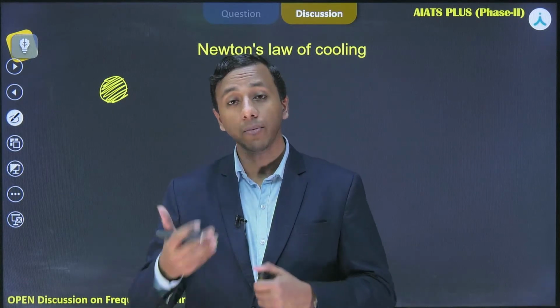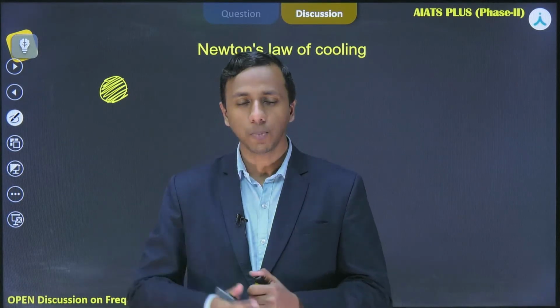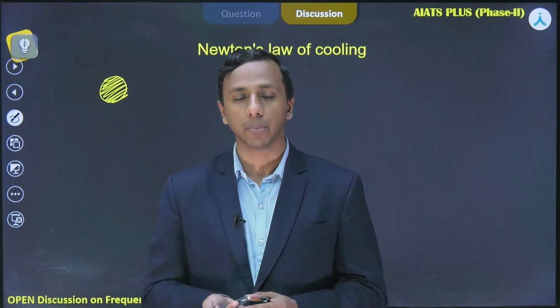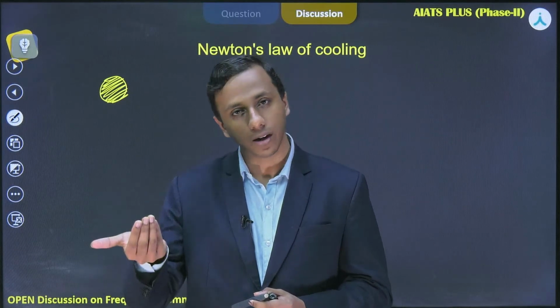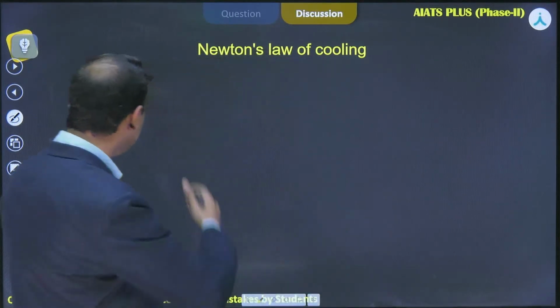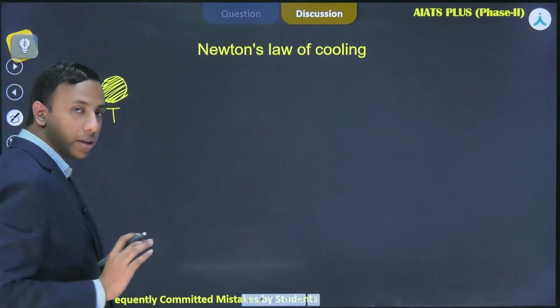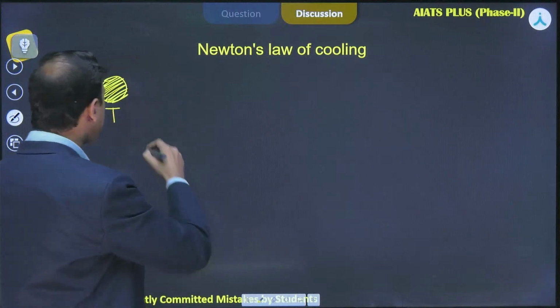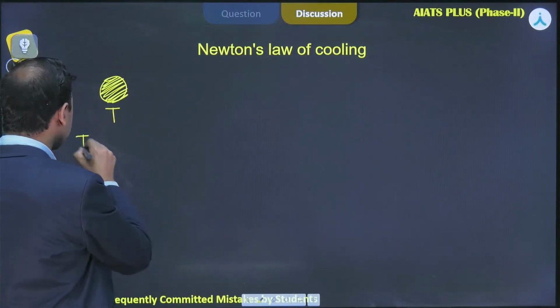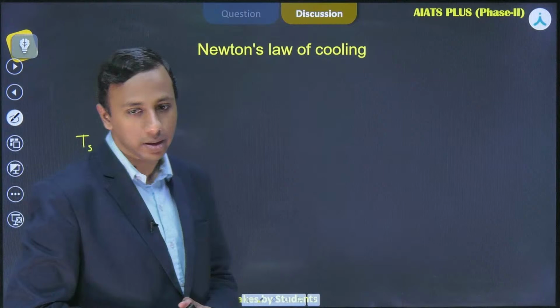And eventually, what will happen? As the temperature drops, it will try to achieve which temperature? The temperature of surroundings, right? So for example, let's say this is a ball or a body, right? Its temperature is, let's say, T, and we have the temperature of surroundings as, let's say, Ts. I'm denoting it as Ts, right?